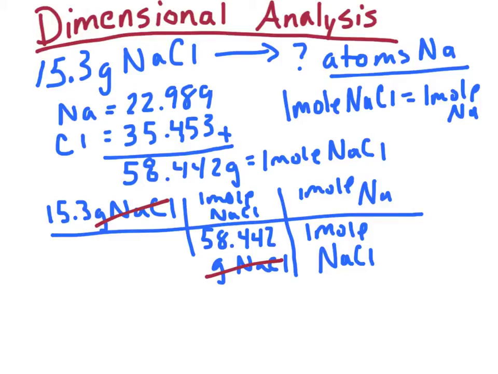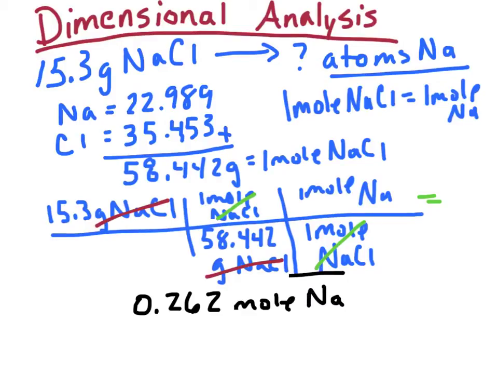So we can cross out moles of NaCl, and now we can get our answer by multiplying through the top and dividing by the bottom. Since there's only one number on top and bottom that isn't a 1, we can do that really quickly by taking 15.3 divided by 58.442, and we get 0.26. We have 3 significant figures, so 0.262, and that is moles of sodium. And that's what I would report for this answer.